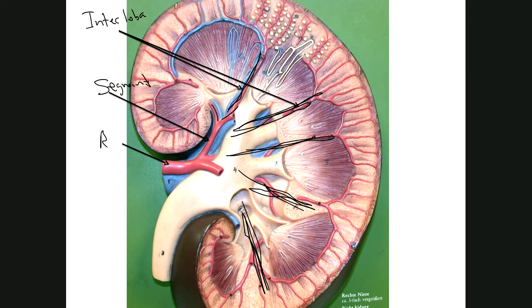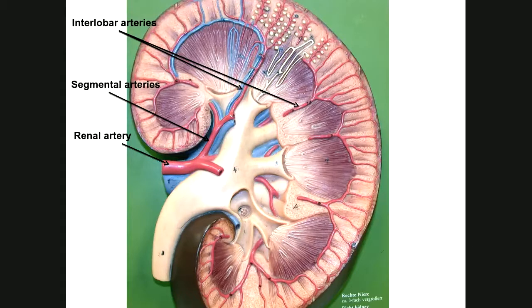So we have renal artery, segmental artery, interlobar artery, between lobes. And if we follow those up, we're going to wind up right here. Make sense?